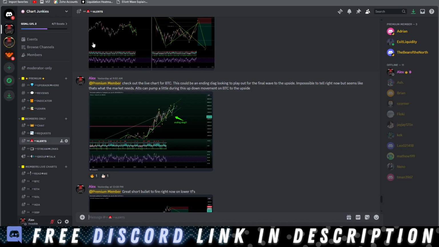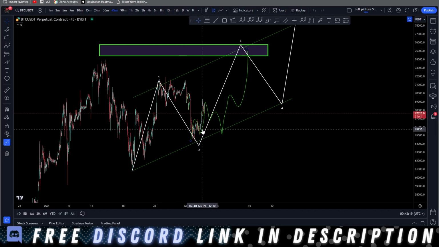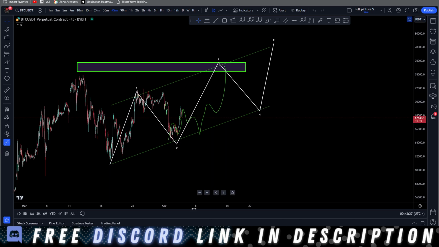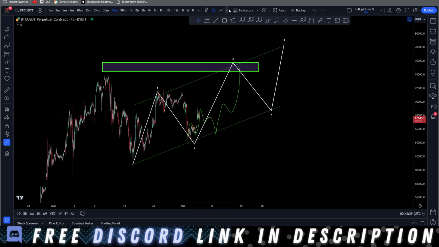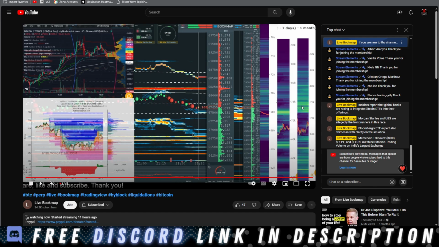In the Discord, I posted this yesterday as an idea that looked good to me when we were coming down here. We ended up turning around and bouncing off exactly where I had this drawn. I think an ending diagonal would be what the market needs right now in order to take all this liquidity on the upside here. I want to see this taken up to like 75, 76k. Let's eat this up and then come down and take that, right?